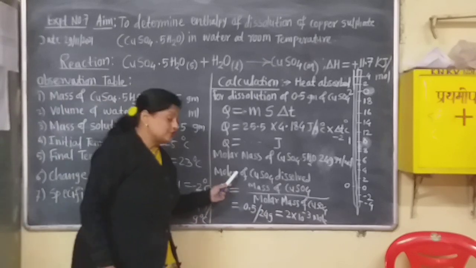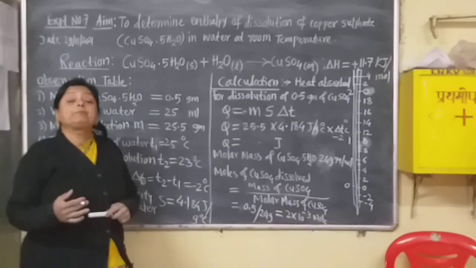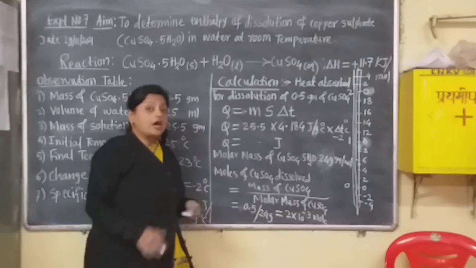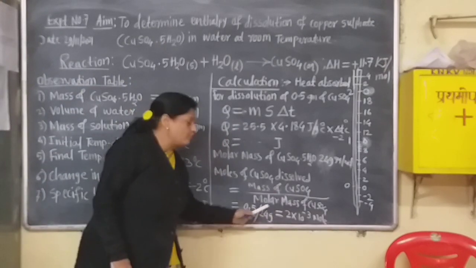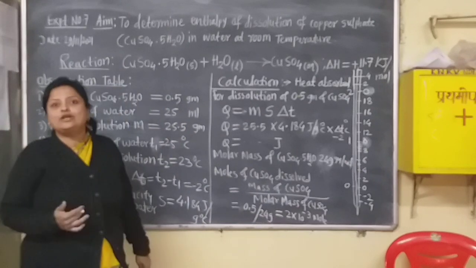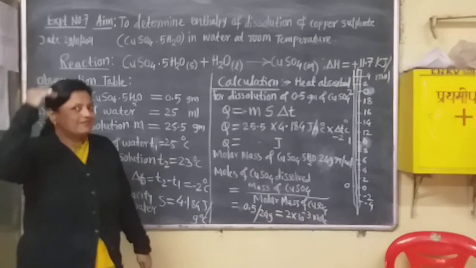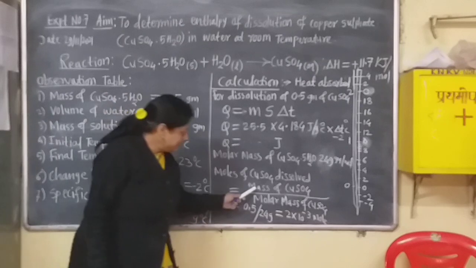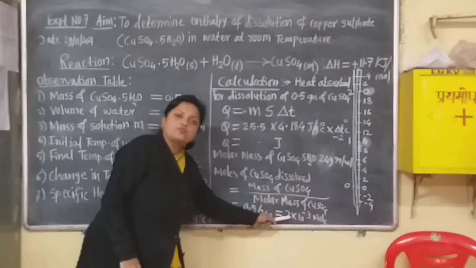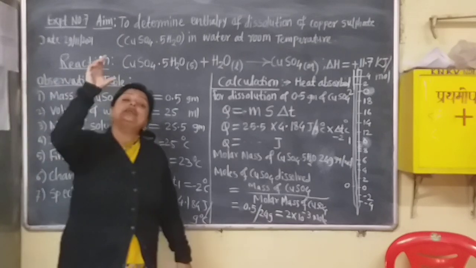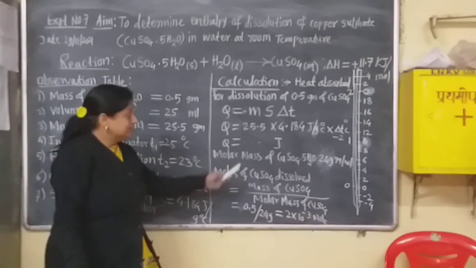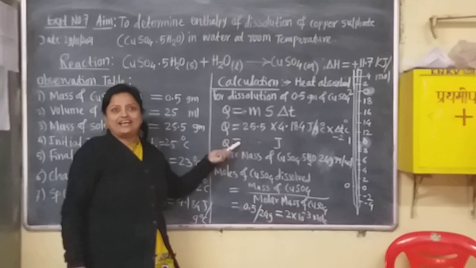So how many moles of copper sulfate are present in 0.5 gram? How will you calculate it? Mass of copper sulfate given divided by molar mass. How do we calculate moles? Mass in gram divided by molar mass. So if we calculate, we obtain 2 into 10 raised to minus 3 moles. So for 2 into 10 raised to minus 3 moles, this quantity of heat will be required.